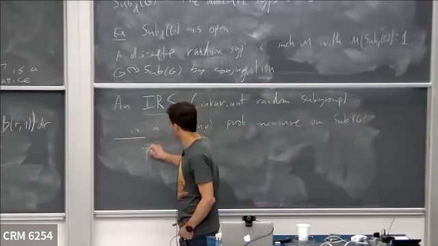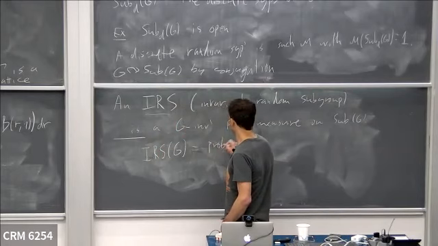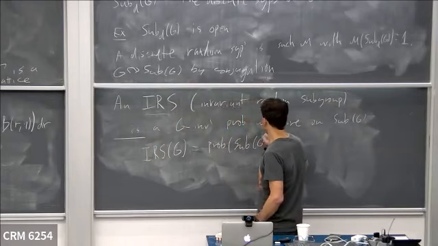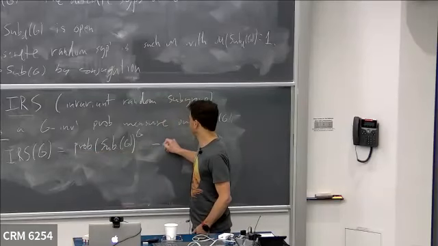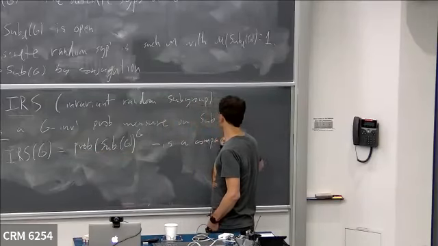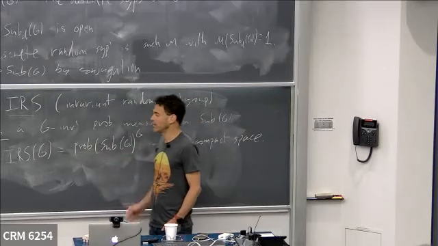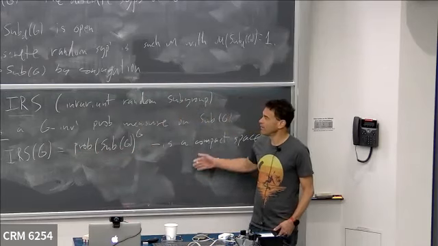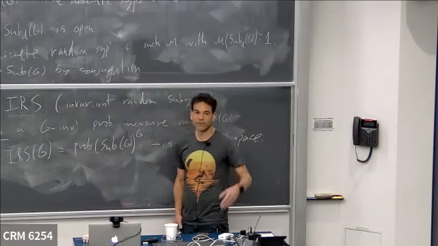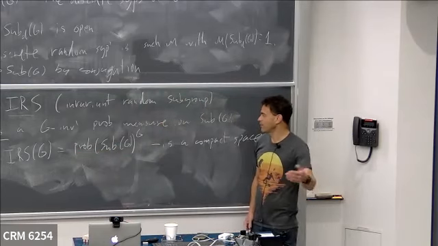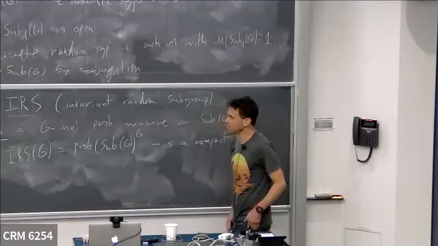Let's observe that IRS(G), the space of all IRSs, is the set of probability measures on Sub G which are invariant under the G action by conjugation, and this is a compact space with respect to the weak star topology. When we consider measures on a Hausdorff compact space, we take them with the weak star topology: a sequence or net of measures converges to a limit if the integral of every continuous function converges to the limit.